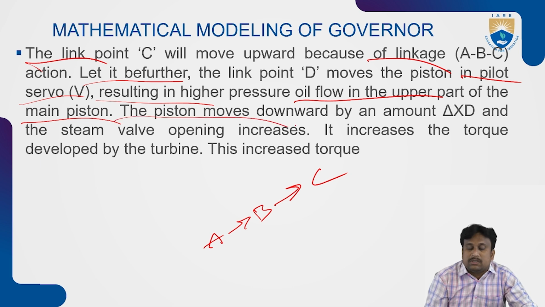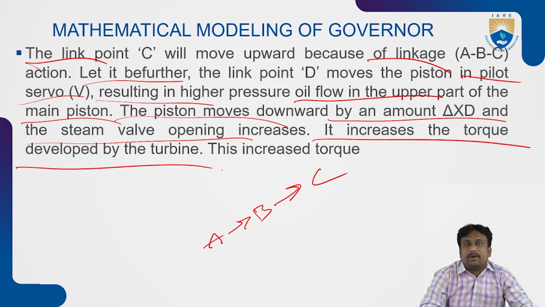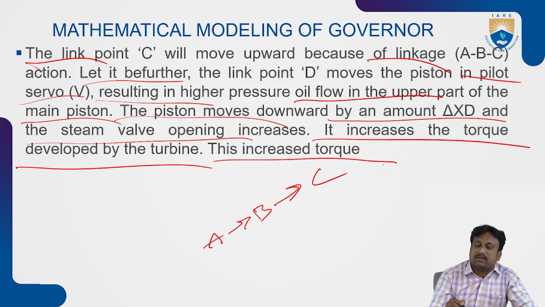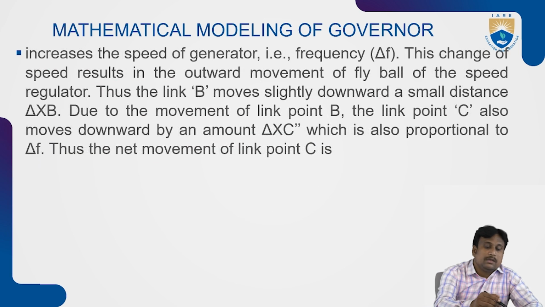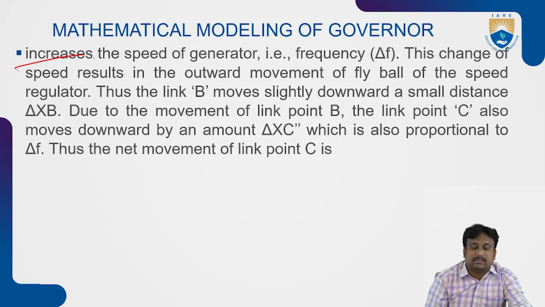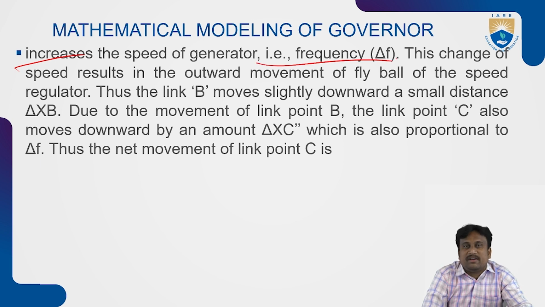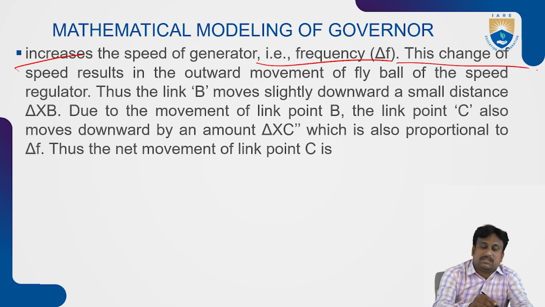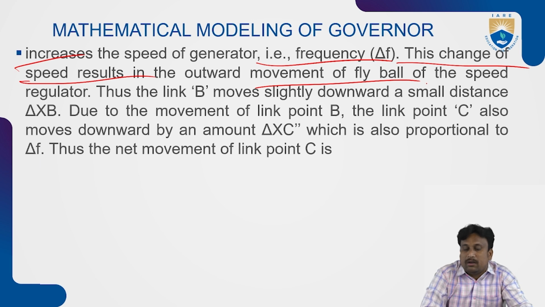So the piston moves downward by an amount delta XD and the steam valve opening increases. This increases the torque developed by the turbine, and thus the torque of the machine. This torque now increases the speed of the generator, that is, the frequency changes by delta F. This change of speed results in the outward movement of the fly ball, which is sensed by the speed regulator.